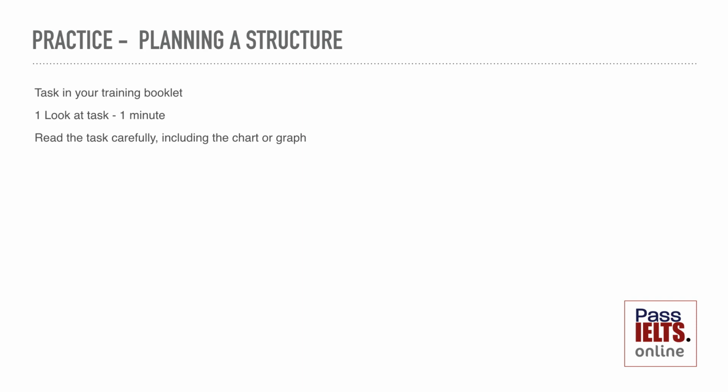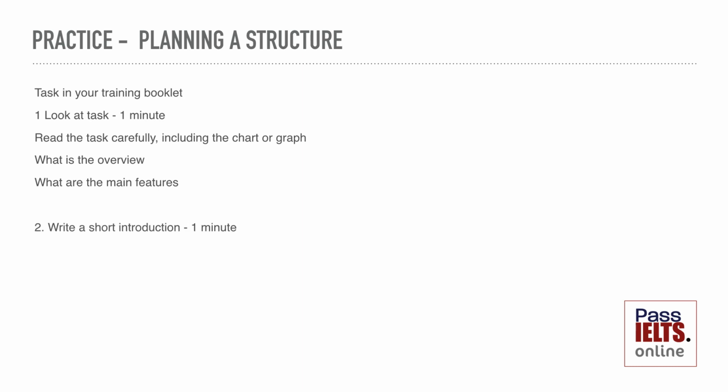Now we're going to practice together, and first of all we're going to look at how to structure your writing. Look at the task in your training booklet. First of all, you look at the task, and as with the other task ones, you have to read it carefully, including that you understand what the actual diagram is showing. You should then decide what is the overview and what are the main features. You should take about a minute to do this. Again, we will look at this stage in more detail on the next slide.